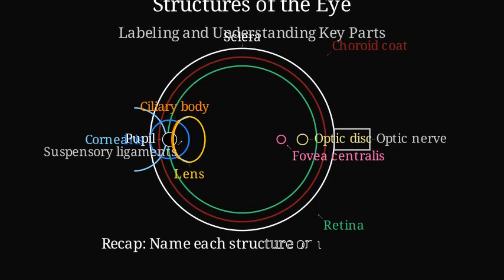Let's recap the main labels. The sclera is the outer white coat. The choroid coat is the dark, nourishing layer beneath it. And the retina is the light-sensing layer.